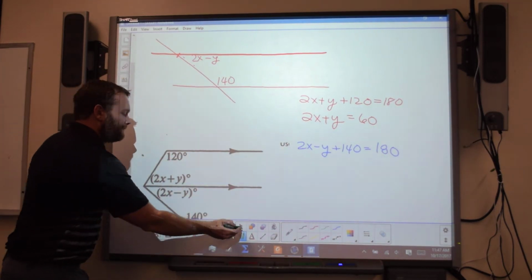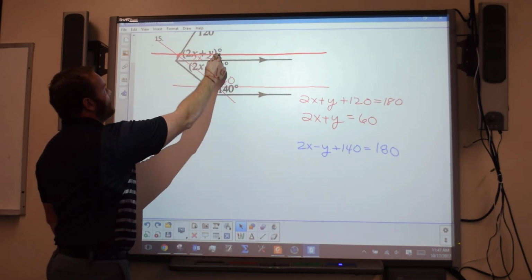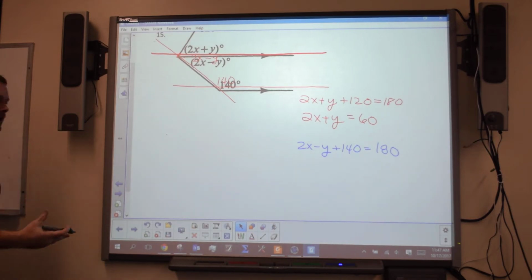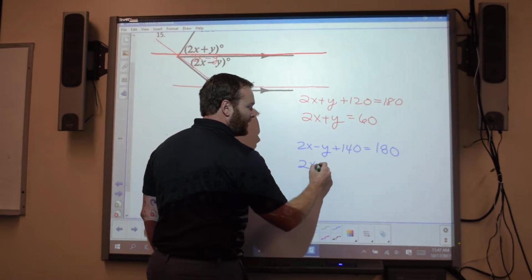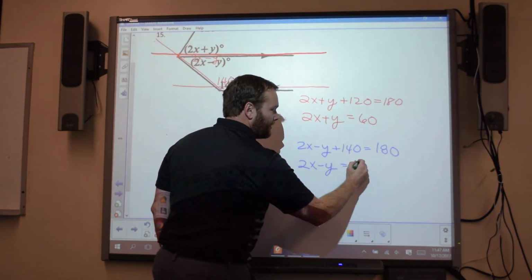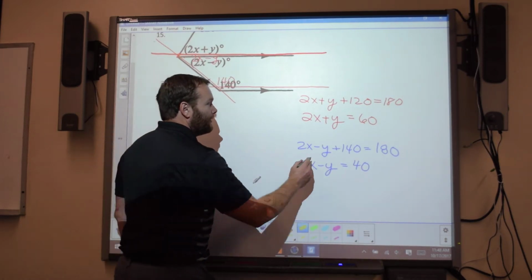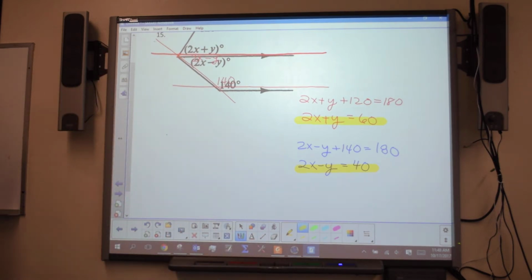Okay. And now we've developed two equations that have the exact same two variables. I'll simplify this one a little bit. 2x minus y is equal to, subtract 140 from both sides, so I get 40, right? So we've got that equation and that equation. They both have the same variables, right?